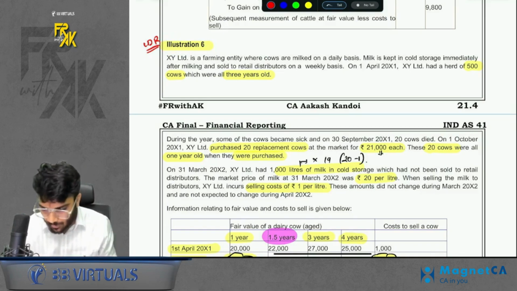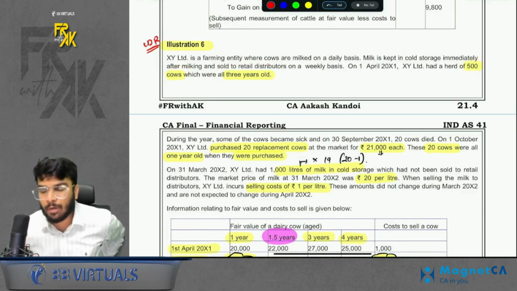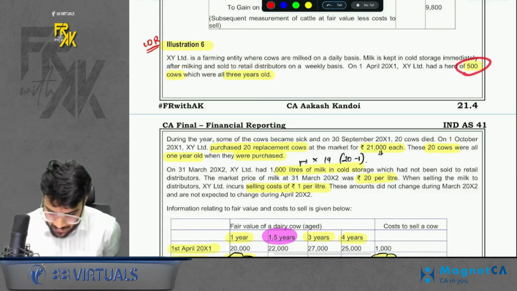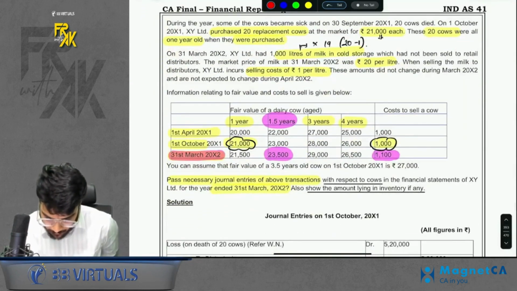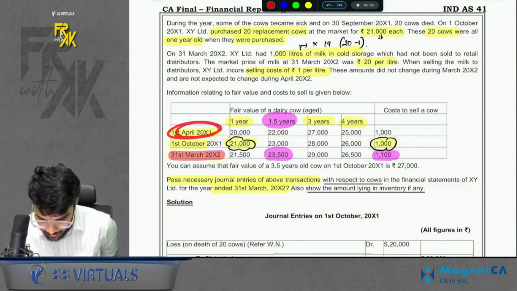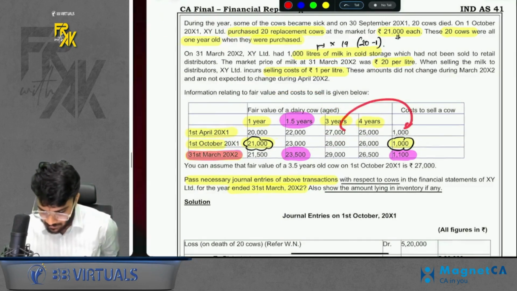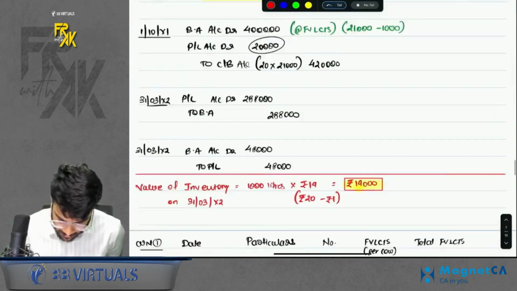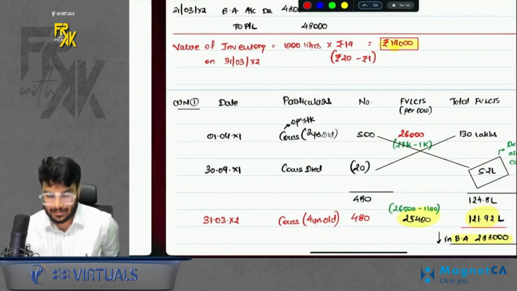See, it says that initially we had 500 cows which are 3 years old. We already had it, we are not purchasing it, we had in opening stock. So 500 cows were there which were 3 years old. Value, how to find this? See, on 1st April we had 3-year-old cows for 500, right? So the fair value is 27,000, 3-year-old cow, and cost to sell is 1,000. So what is the FVL CTS of these cows? If you want to see, it is 500 into 26,000, 130 lakhs basically.